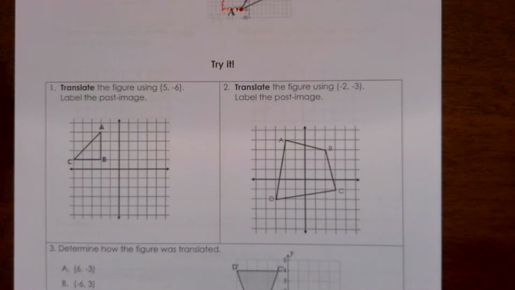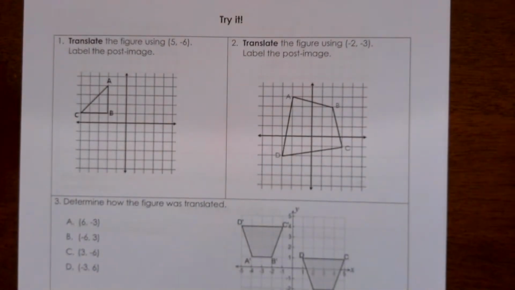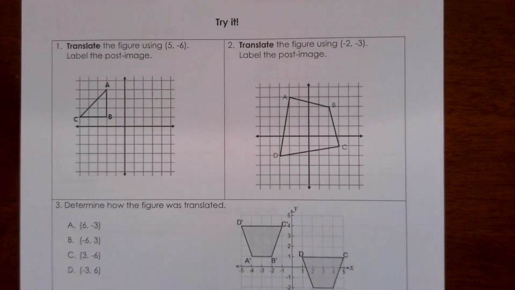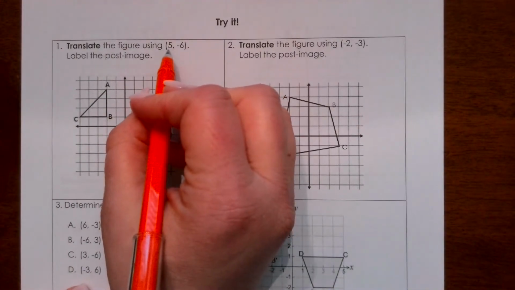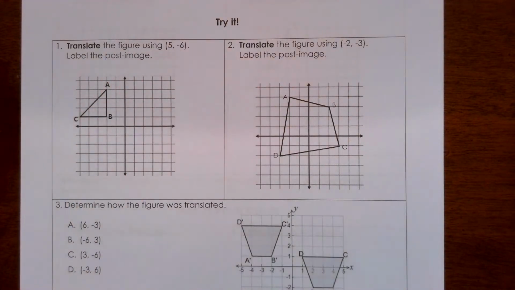And welcome. I am going to be working on the try-it problems for all of the different transformations. So we're going to start on page 13 of your pre-algebra quarter 3 notebook, and we're going to work on the translating transformations. So I want to translate the figure using the translation (5, -6) and label my post image.